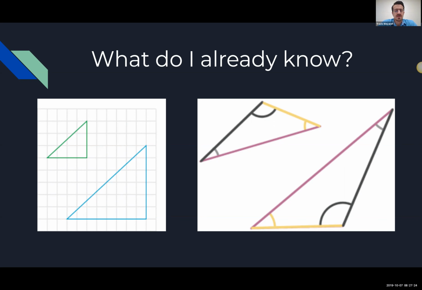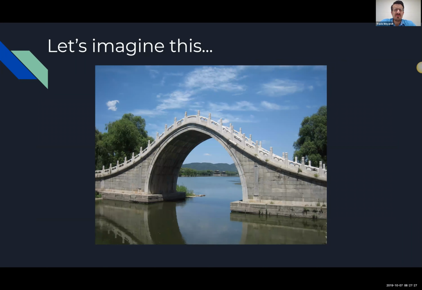So let's imagine this. You're building a bridge. Here's a bridge. You want to build it successfully. You want to be as detailed as possible. You want to get the right measurements and everything like this.